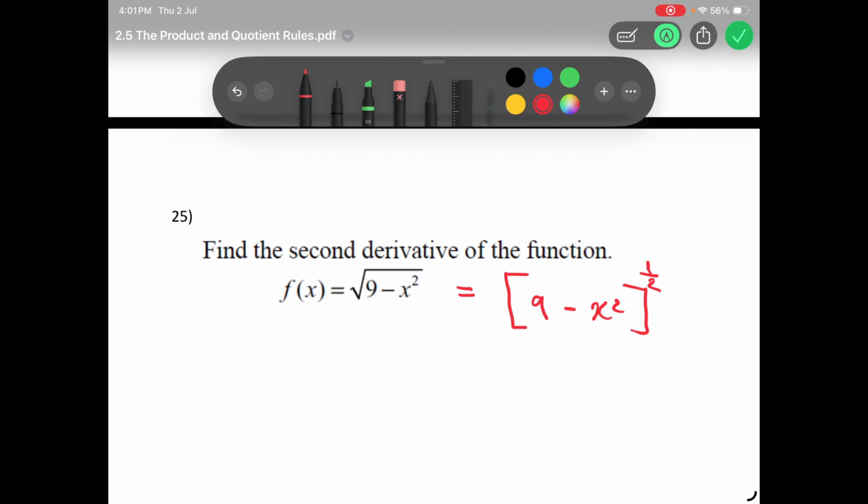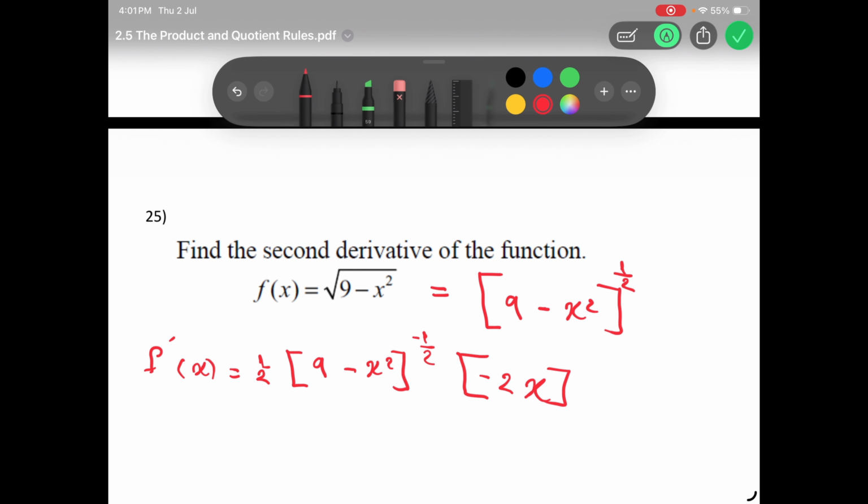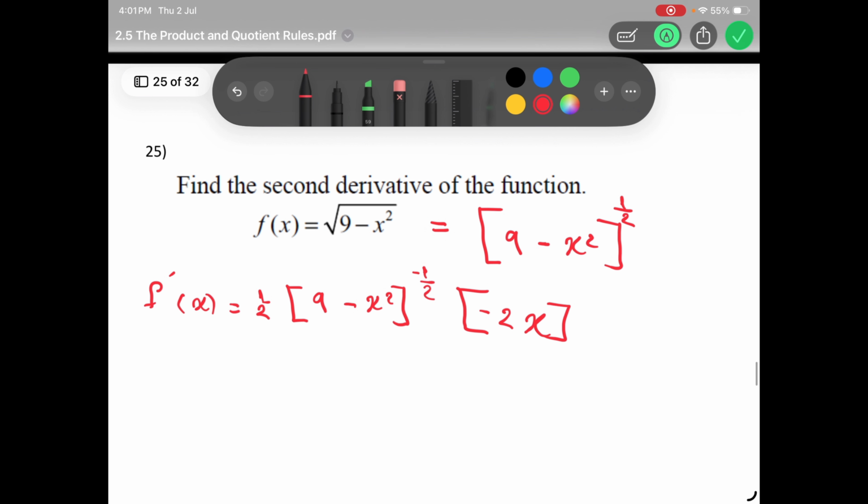Of course this is f, we will find f prime. So f prime of x, I will drop that power of 1 over 2. I will keep the inside function as it is, 9 minus x squared all to the power minus 1 over 2. Then I will differentiate the inside function to get minus 2x like that. We have here numbers, we can multiply all of them, put them in the front.